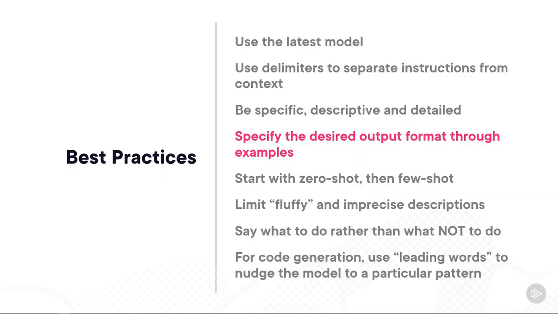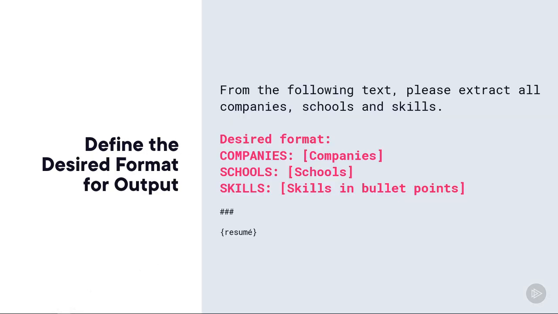And then related to that, be descriptive and detailed about the kind of output you want by providing examples. Like this example we saw earlier, where we're extracting details from a resume. We say that we want companies in caps, schools in caps, skills in caps, and then followed by a list of skills in bullet points. And the same applies to output that's code or sample data or what have you.